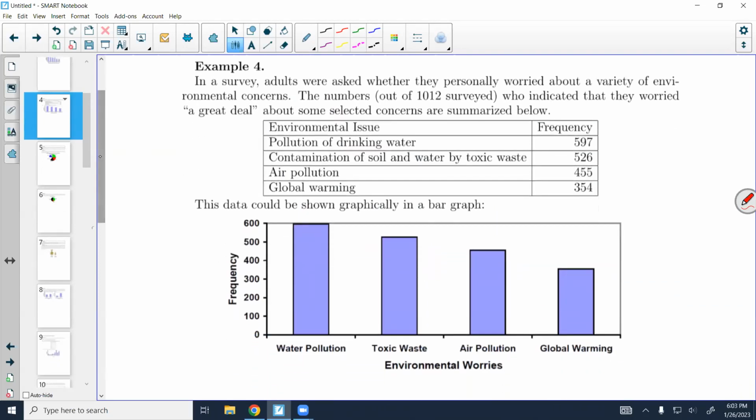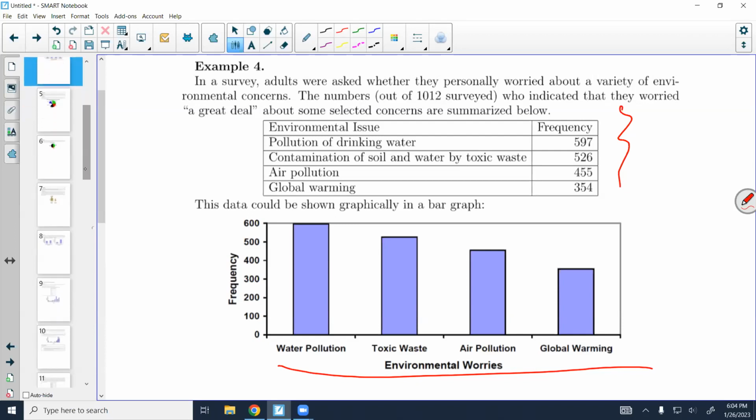Now, here we have in a survey, adults were asked whether they personally worried about a variety of environmental concerns. The numbers out of 1,012 surveyed who indicated that they were worried a great deal about some selected concerns are summarized below. So here we have our frequency table, and then here we have our bar graph. And it's actually a Pareto bar graph, as it is from largest to smallest. Just different ways to show the data. And we're still talking qualitative, even though technically those are numbers.